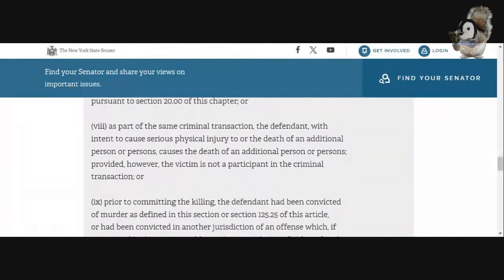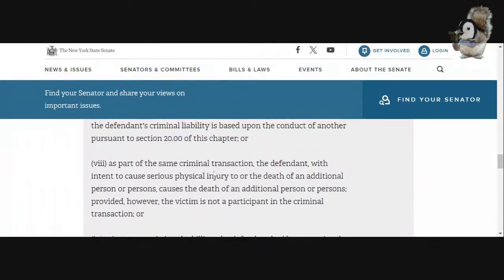As part of the same criminal transaction, the defendant, with intent to cause serious physical injury to or the death of an additional person or persons, causes the death of an additional person or persons, provided, however, the victim is not a participant in the criminal transaction. So that seems to speak to the part of the first element that we went over, where it says "of a person or of a third person." That's what this sounds like, where you kill an additional person.